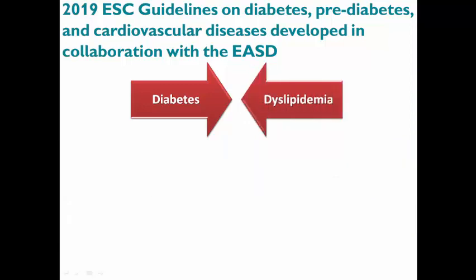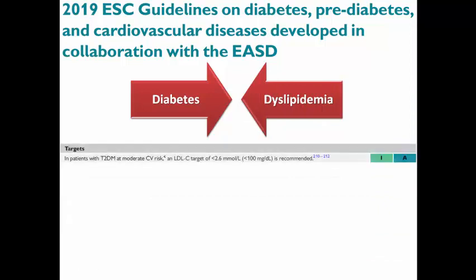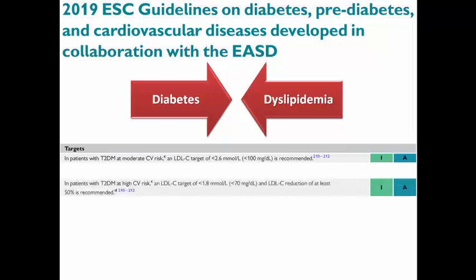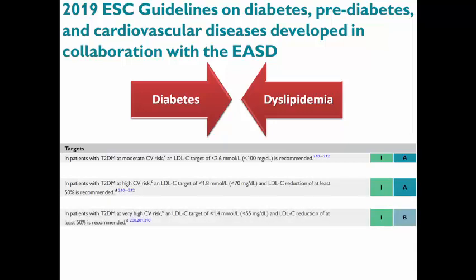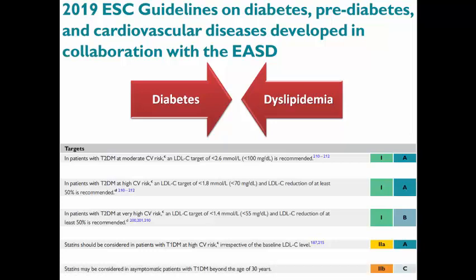What about a patient having diabetes and dyslipidemia? Also, they recommended that the patient, if at moderate risk, an LDL target less than 100 mg per deciliter, at high risk, LDL target less than 70, at very high risk, LDL target less than 55, and in the 2019 recommendation we have also the addition of at least 50% reduction from the baseline LDL. Statins should be considered in any patient with type 1 diabetes and high cardiovascular risk regardless of the baseline LDL level, and statins may be considered in asymptomatic patients with type 1 diabetes beyond the age of 30 years, but this is class 2B.